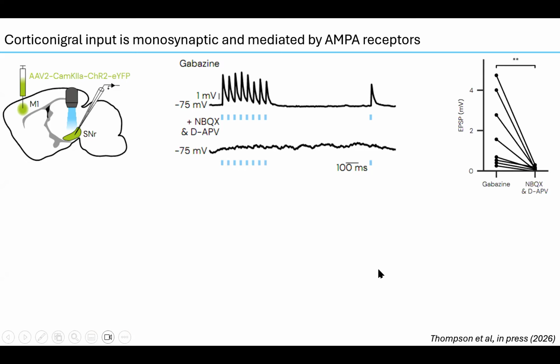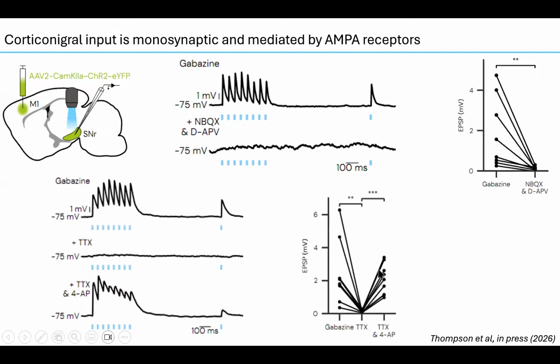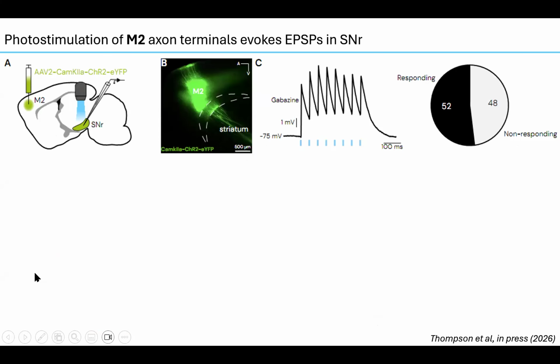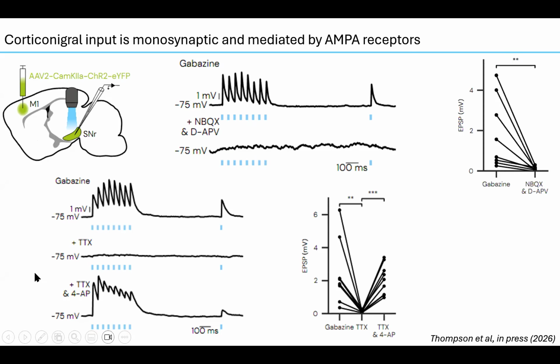The responses were excitatory. They could be blocked by NBQX, and we could show that they are monosynaptic using this cocktail of TTX and 4AP. It basically filters out all polysynaptic innervation and reveals that the pathway is monosynaptic. So the pathway is monosynaptic from cortex to the SNr. So, is this in vivo or slice? No, slice.